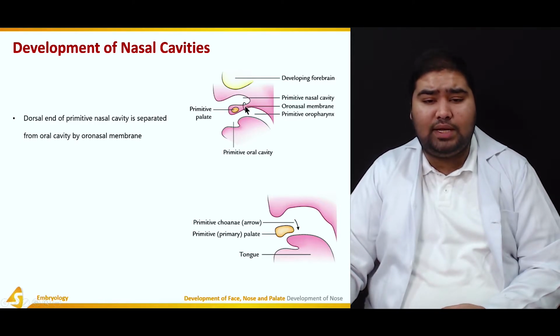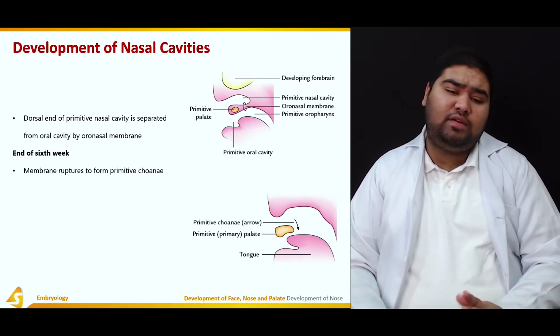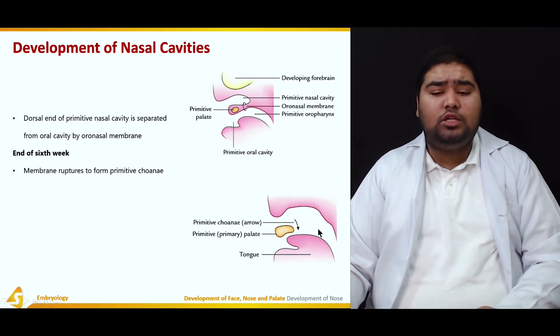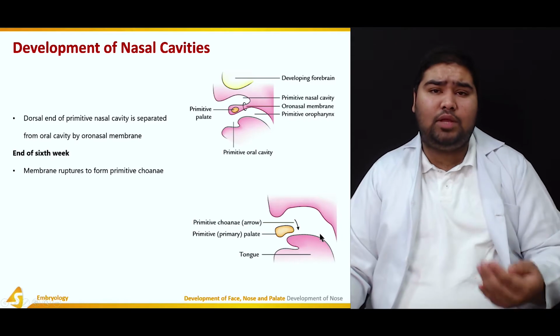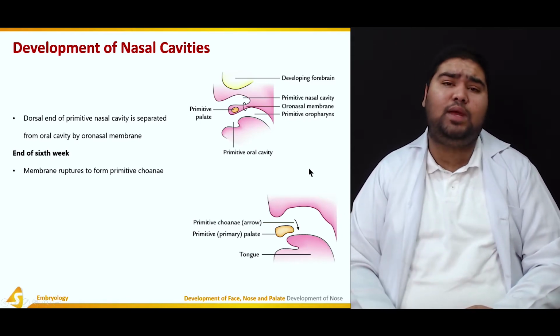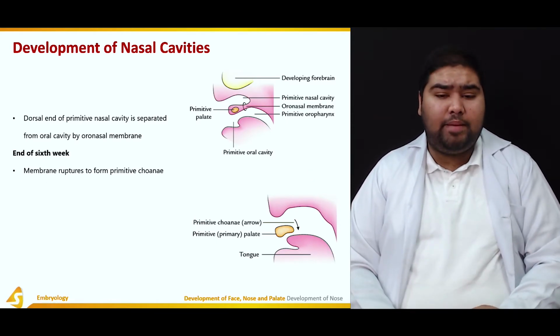This is the oronasal membrane. So now by the end of 6 weeks of development, this membrane ruptures. This oronasal membrane ruptures and it forms choana. So choana is actually communication between the oral and the nasal cavity. This is the primitive choana, which is formed by the rupture of the oronasal membrane.